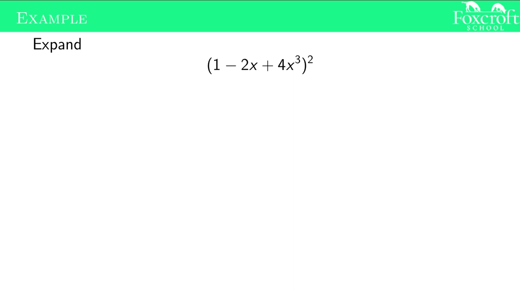All right, so here's an example. Again, a common mistake that people make with foiling. They'll make the same type of mistake here. The common wrong answer would be 1 minus 4x squared plus 16x to the 6th, something like that. When you just get these 3 terms, you're just squaring every term, but that's not how it's going to work because this is a shortcut for multiplying something by itself.